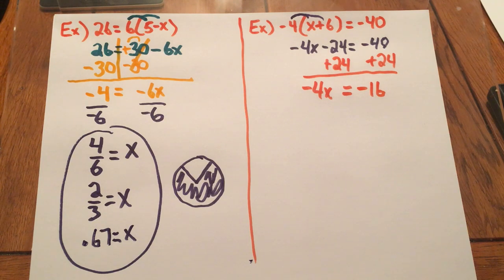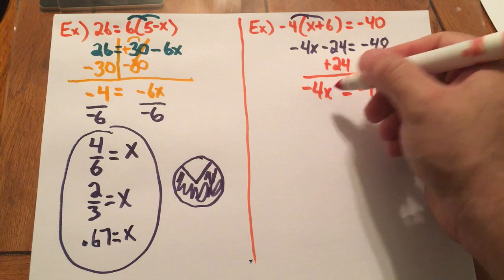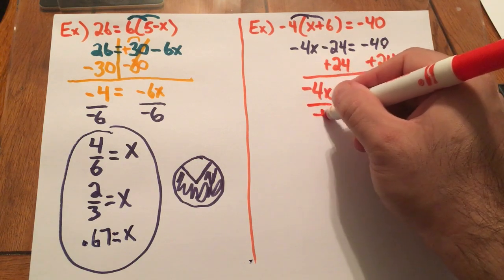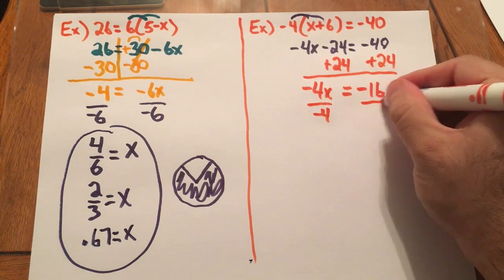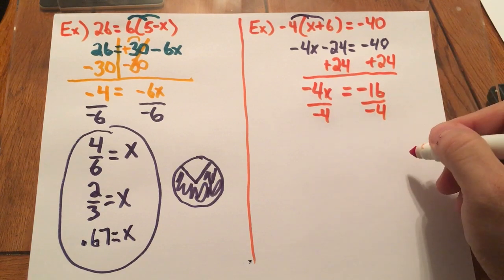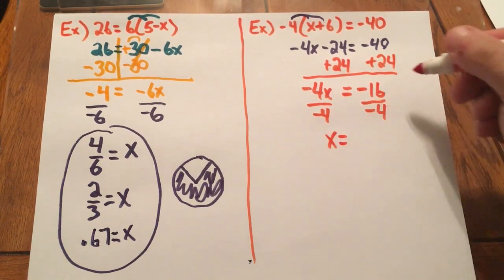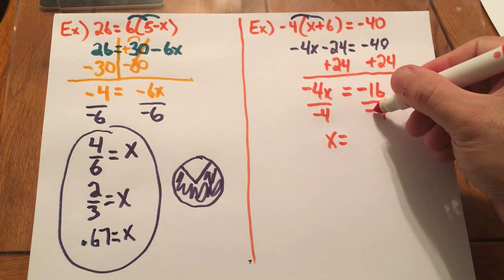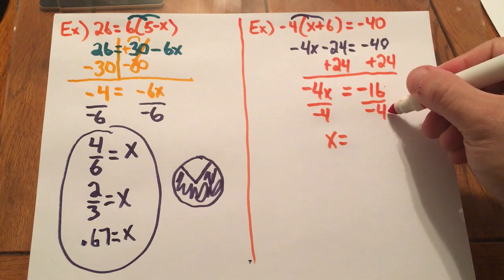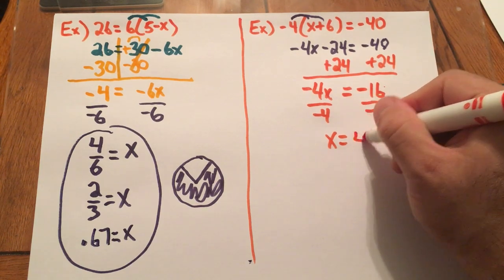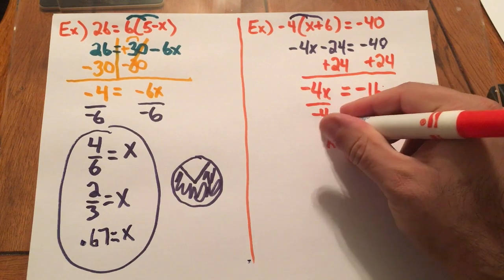All right. And then final step, multiply or divide to solve. We're multiplying x by -4, so to undo that, we're going to divide by -4. And again, we do it to both sides. x is equal to negative divided by negative is positive. 16 divided by 4 does give us a nice whole number. It's going to be equal to 4.